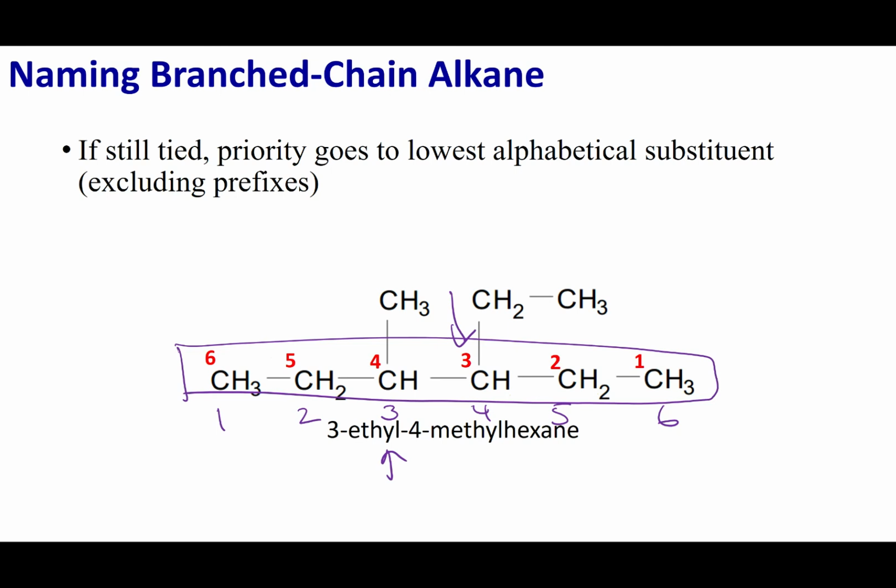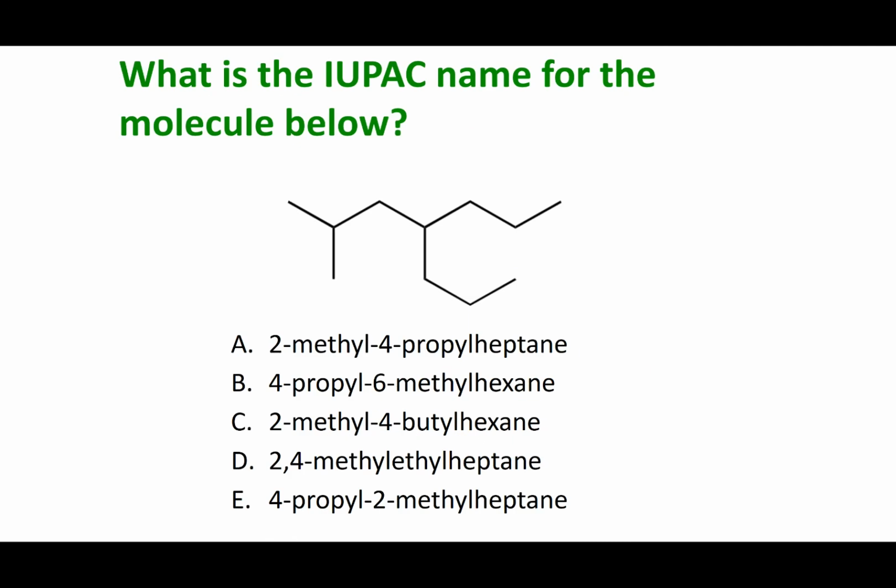However, you'll notice the substituents are different. One is an ethyl and the other is a methyl. So if you have a tie, what you can look at is the substituent itself. If there is a difference in substituents, the one that comes first in alphabetical order takes preference, and you want to make sure that it has the lowest number. So in this case, ethyl comes before methyl, so that means I want to put the 3 on the ethyl instead of the methyl. So with all of that said, let's go ahead and take a quiz and practice this out.